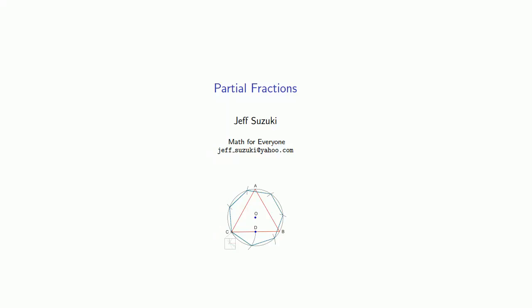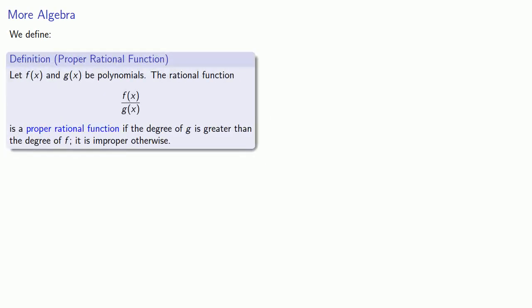So another way of doing integration through algebra is known as partial fractions. We'll need to define some terms. Let f of x and g of x be polynomials. The rational function f of x over g of x is a proper rational function if the degree of g is greater than the degree of f. It is improper otherwise.